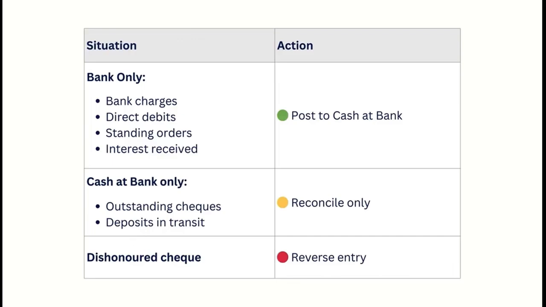Dishonored checks are different from a timing difference. We originally believed the check had been received and recorded it in our books, but the bank has rejected the check. This means the cash from our customer was never actually received. As a result, our original entry must be reversed. We reverse the original receipt by crediting the cash at bank account and debiting trade receivables. Dishonored checks are not timing differences.